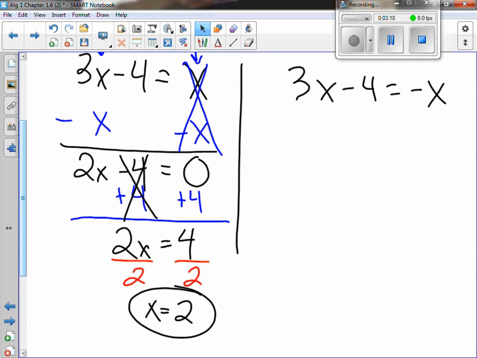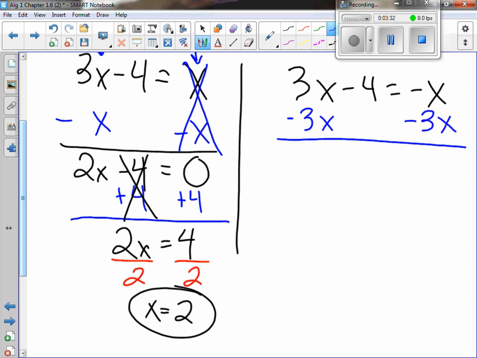Any questions on this here? We good with this here so far? Yes? So we'll have to do the same thing on the other side. Now this time I'm going to subtract 3x first instead of subtracting x. So we'll do it the other way. We'll move the 3x over. Well, 3x minus 3x is 0. And what that leaves us with is negative 4 is equal to, well, negative x minus 3x is negative 4x.